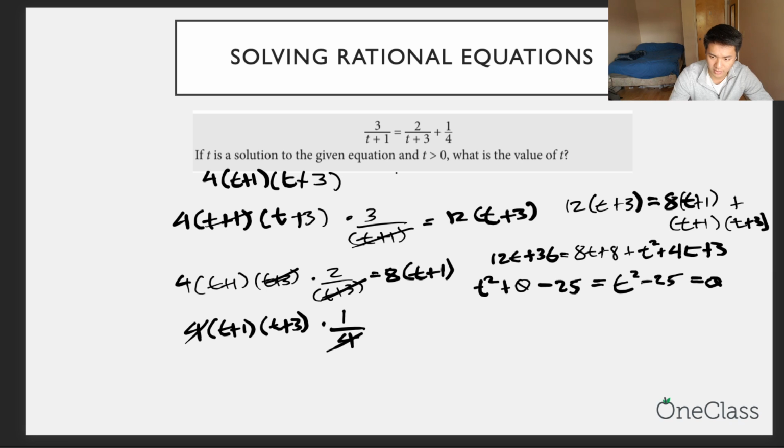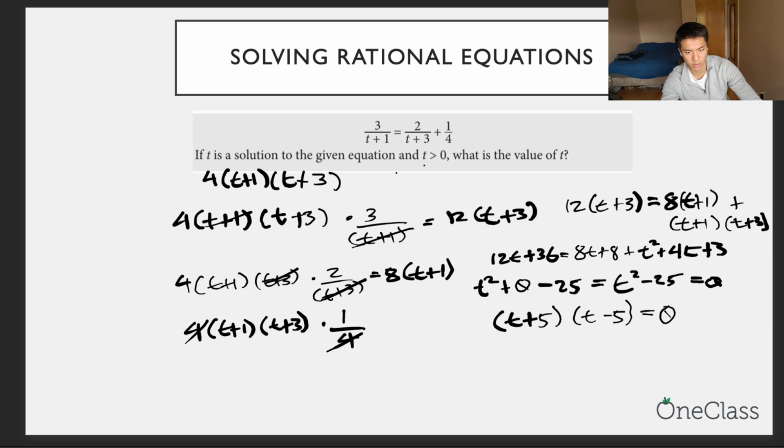And so again, we have difference of squares here, and therefore we can simplify this one more step to t plus 5 times t minus 5 equal to 0. And then if t is a solution to the given equation and t is greater than 0, we know that t is equal to 5, because it can't be negative 5, because negative 5 is less than 0. So that's going to be our final answer for this equation.